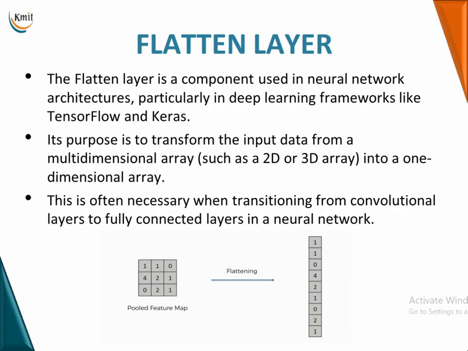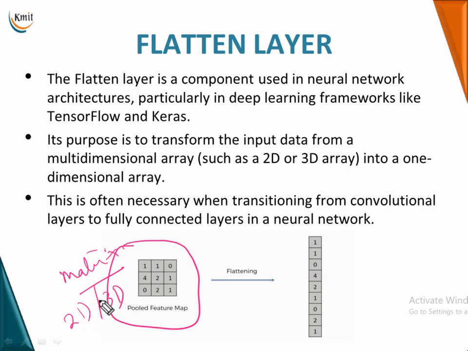So the flattened layer is a component which is used in neural network architecture, particularly in deep learning frameworks like TensorFlow and Keras. The purpose of this flattened layer is this: what you get as an output from convolved layers after pooling, and probably dropout also, is a feature map. So it is like a matrix, correct? You have it in the form of a 2-dimensional or a 3-dimensional array.